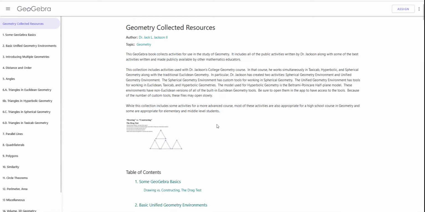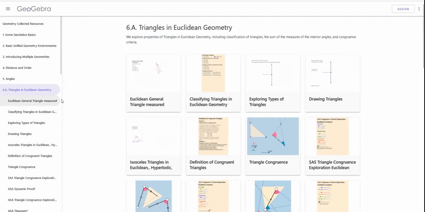Now, we're going to make use of some GeoGebra activities that I have created and some that other folks have created. I've collected these in a GeoGebra book called Geometry Collected Resources. And unit 6 in my course is where we have these. So 6A is triangles in Euclidean geometry, 6B triangles in hyperbolic geometry, 6C triangles in spherical geometry, and 6D triangles in taxicab geometry.